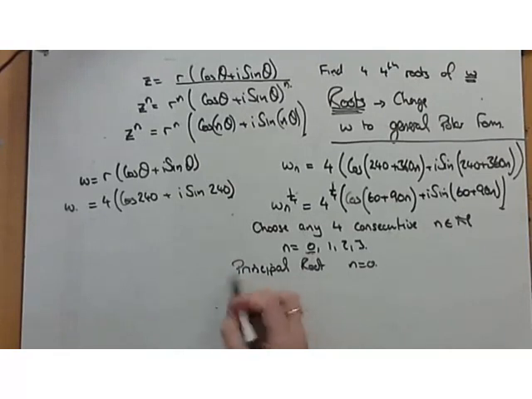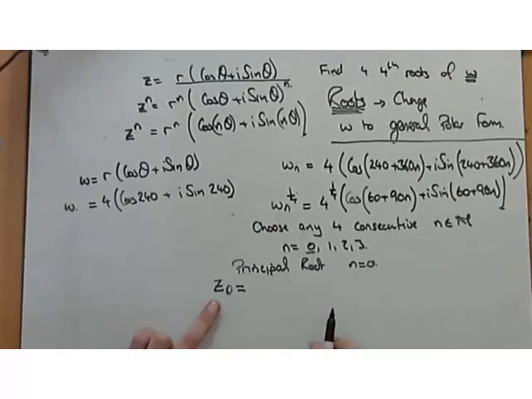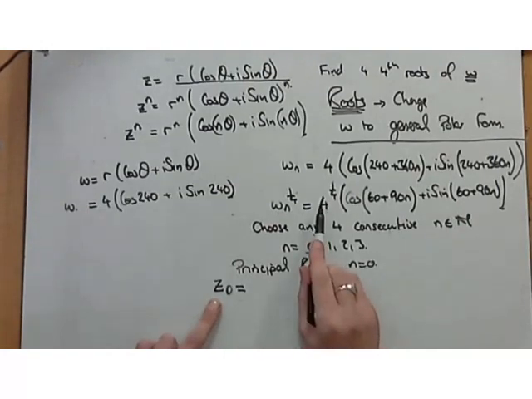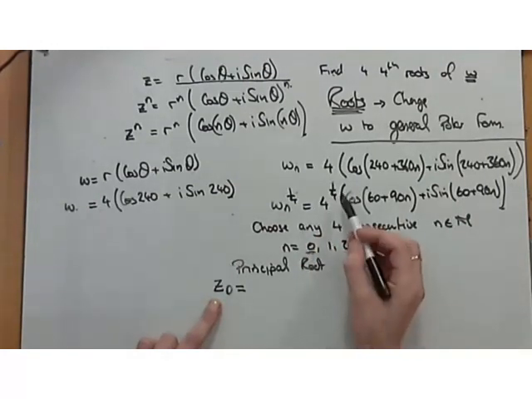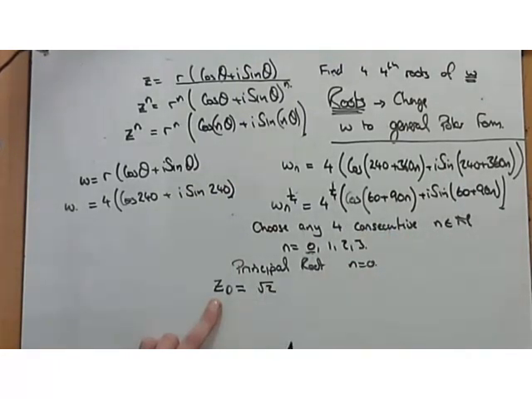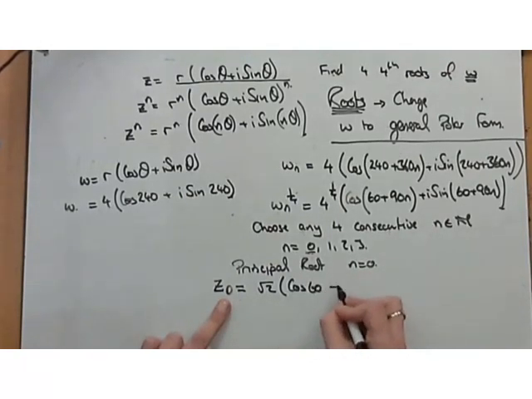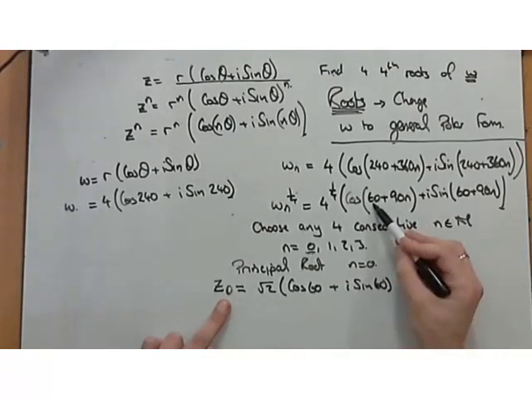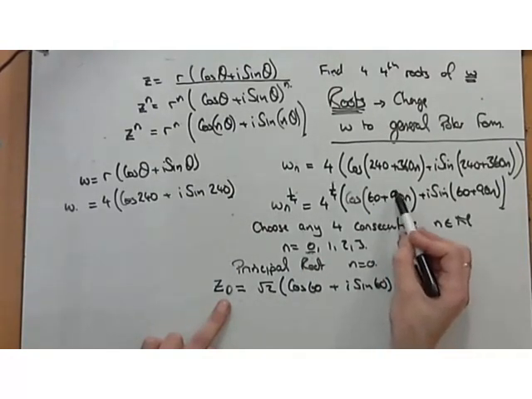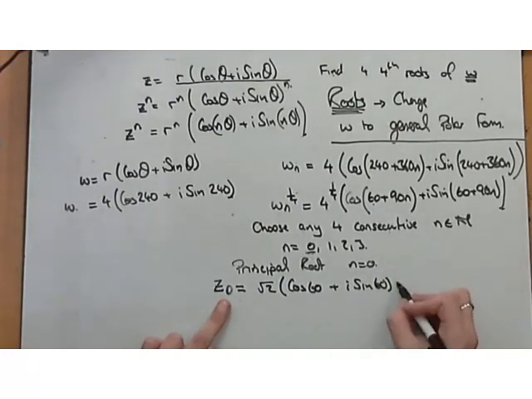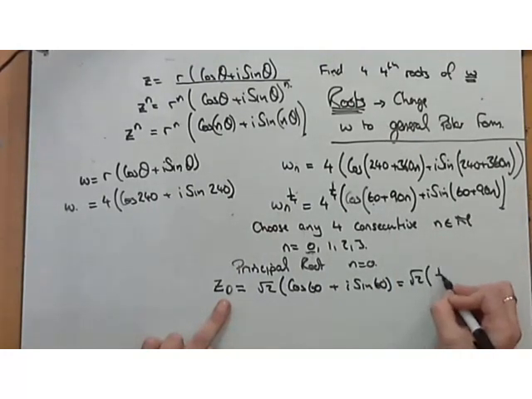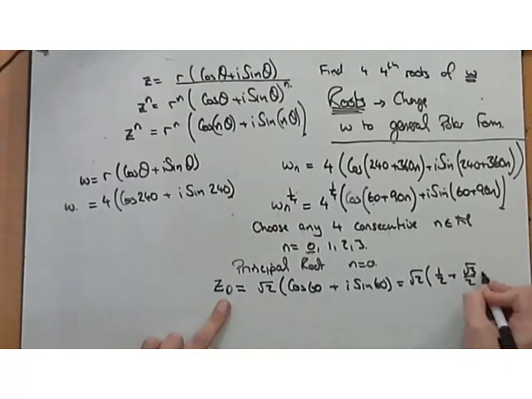I'll call it Z0 because n is 0. So we get 4 to the quarter. That's the square root of the square root, which is root 2. Then you put n is 0 and we get cos 60 plus i sine 60. That's your principal root, cos of 60 plus i times the sine of 60. N is 0, that just goes away. This is root 2 times a half plus root 3 over 2 i.